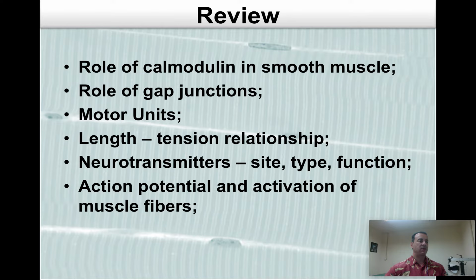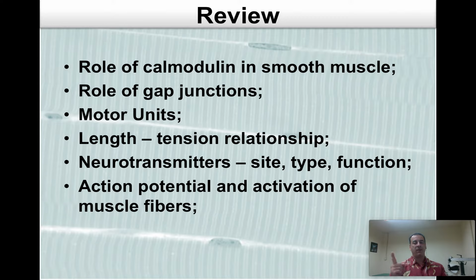Action potentials and the activation of muscle fibers. Basically, where does it start? How is an action potential created? Now, we didn't go over action potentials per se yet. It's more of a nervous system idea, but we do cover this in the neuromuscular junction area.